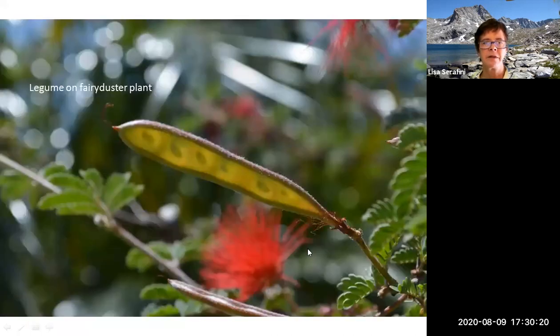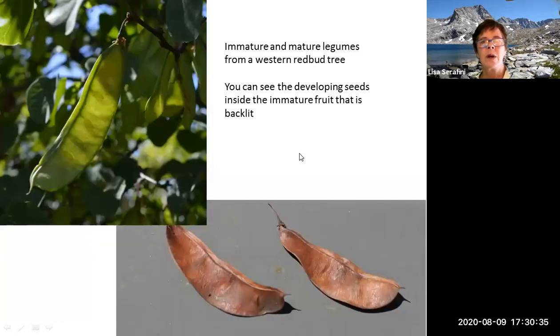And this is just a lovely native plant, fairy duster. These generally don't, oh no, they do open up, I'm sorry, but it takes a while for them to open up, so on both sides there. And you can see the seeds inside, they're developing. And Western redbuds, okay, I already had this slide in here. Immature fruit, mature fruits.